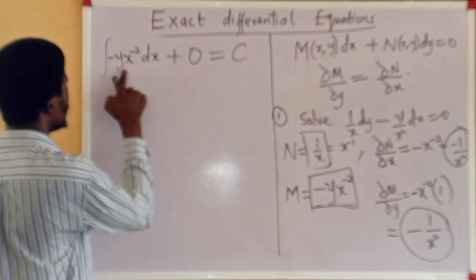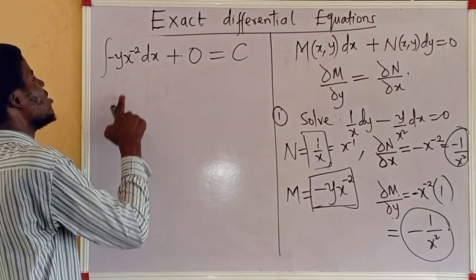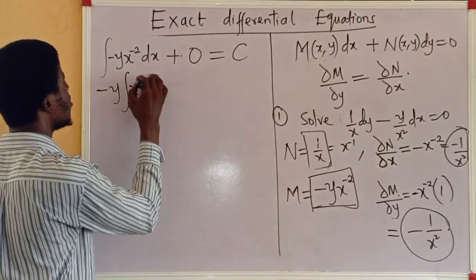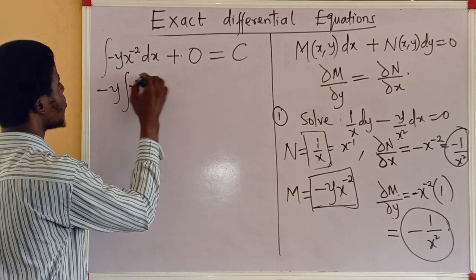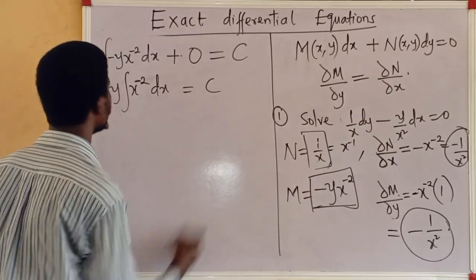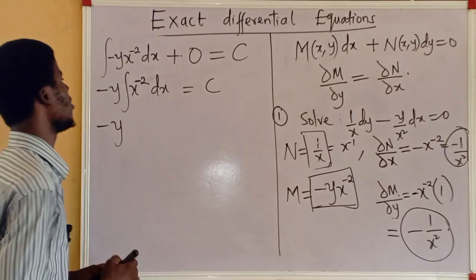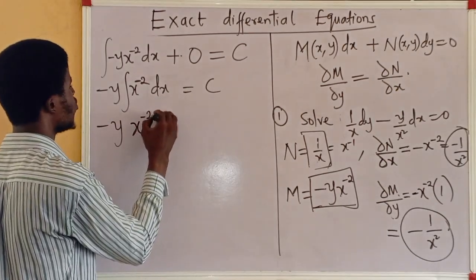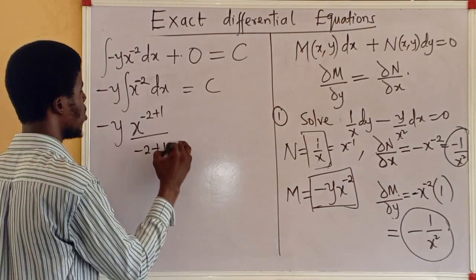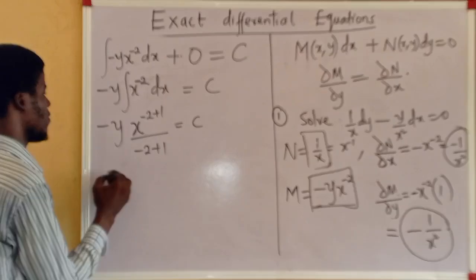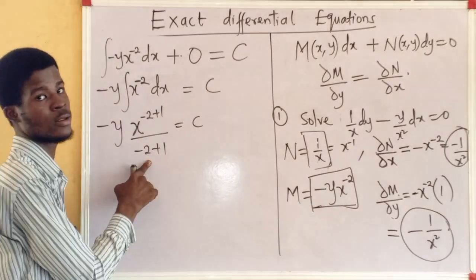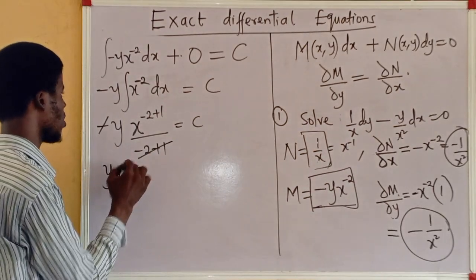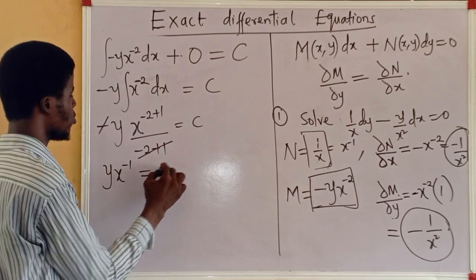So since we're integrating this with respect to x, it means that y will be a constant. So I can bring y out and take the integral of x to the power of minus 2 dx equal to c. So this is minus y. The integral of x to the power of minus 2 dx is x to the power of minus 2 plus 1 all over what? Minus 2 plus 1, equal to c. So we have minus 2 plus 1 is minus 1. Minus 1 will cancel this minus here. So we have y times x to the power of what? Minus 2 plus 1, which is still minus 1, equal to c.